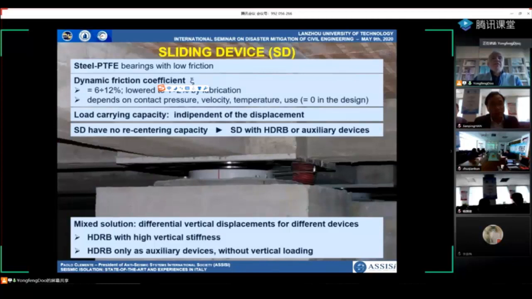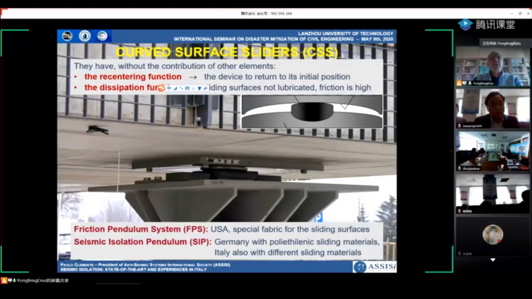Then we have sliding devices, usually made of steel and PTFE materials with low friction thanks to lubrication. Their load carrying capacity is independent of the displacement. They have no recentering capability. They cannot be used alone. They can be used in conjunction with elastomeric devices or auxiliary devices. And finally, we have the curved surface sliders.